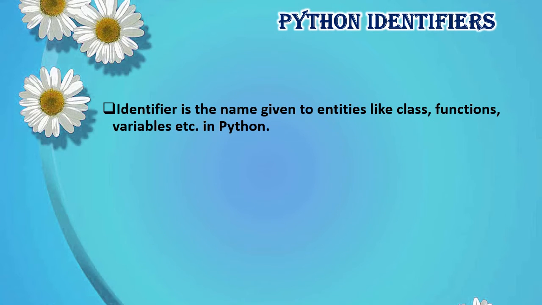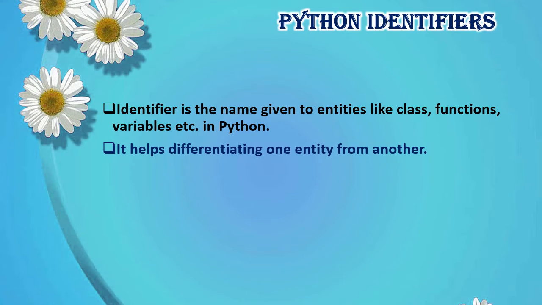An identifier is nothing but a name given to entities. For example, you can give a class name, function name, or variable name. That is called an identifier. It is used to differentiate one entity from another one.